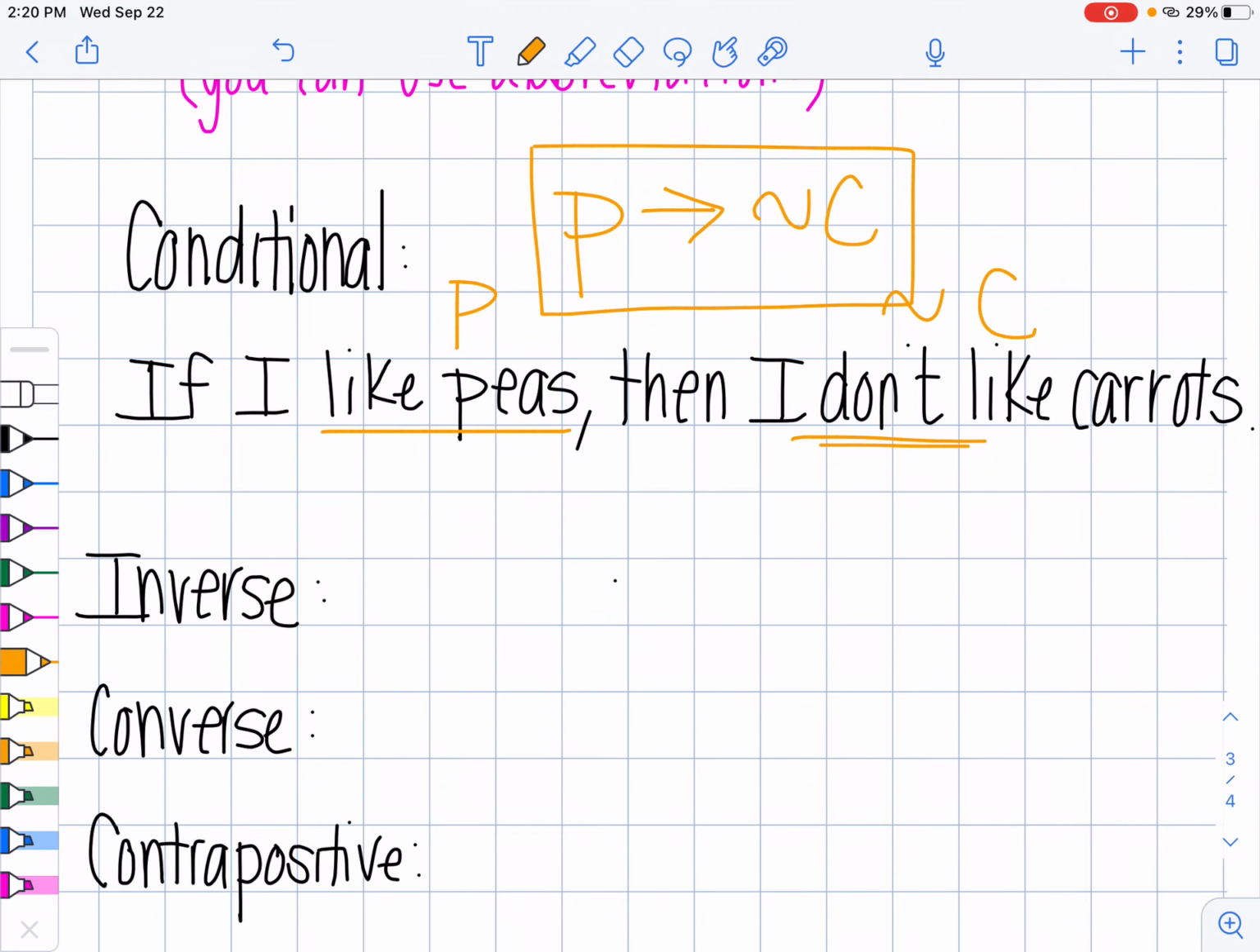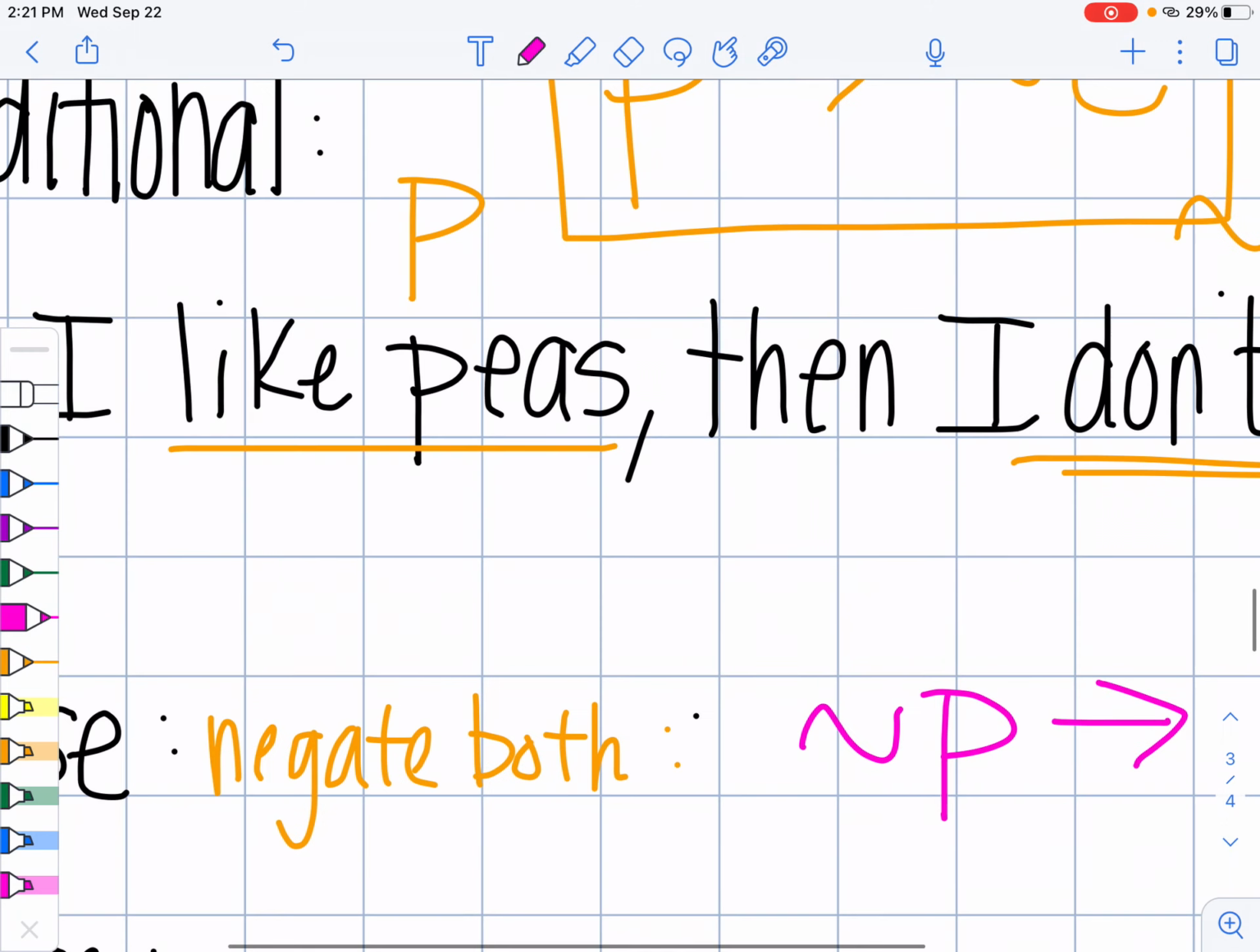My inverse says I negate both. So to negate both, I would get squiggly P, then C. Because remember, I want you to think of a negation as a negative sign. If we negated squiggly C, remember, a negative times a negative is a positive, so you can think of negation the same way. If you have a negation of a negation, then it just cancels each other out.